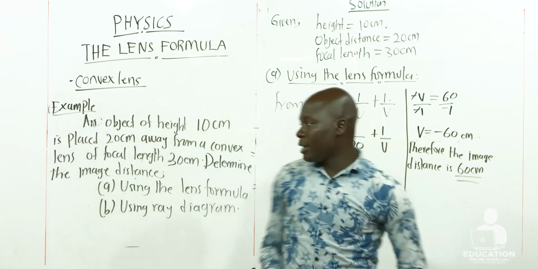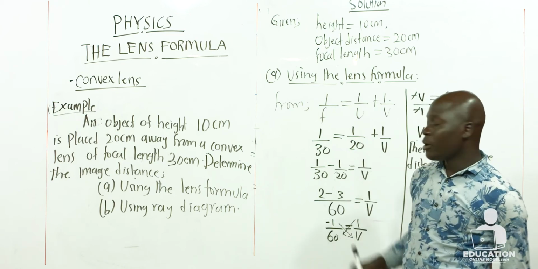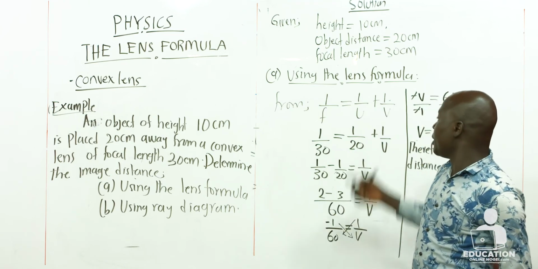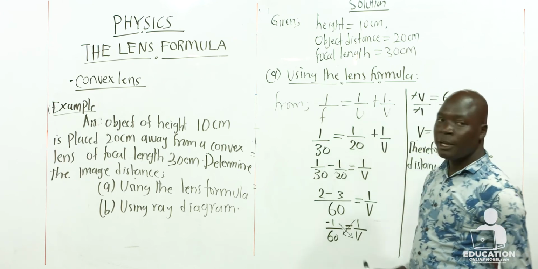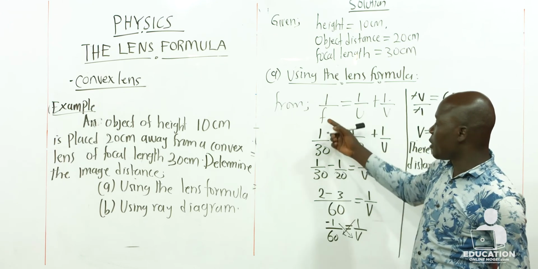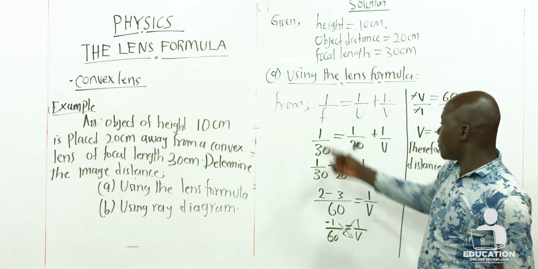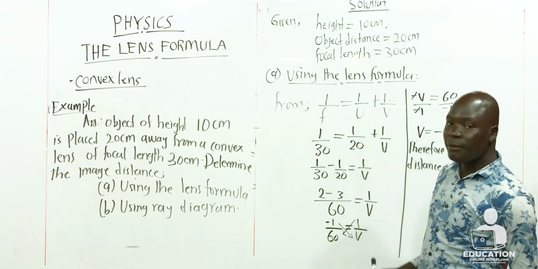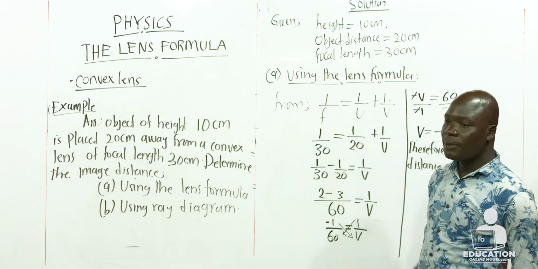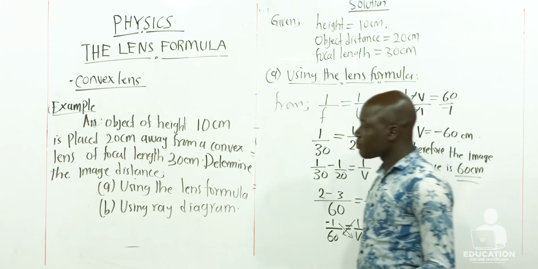In the lens formula, we are not only using it to get the image distance. At times, the image distance will be given, the object distance will be given, and you'll be asked to get the focal length. We still apply the same formula. Or the focal length can be given, then the image distance can be given, and you'll be asked to get the object distance. You still apply the same formula.